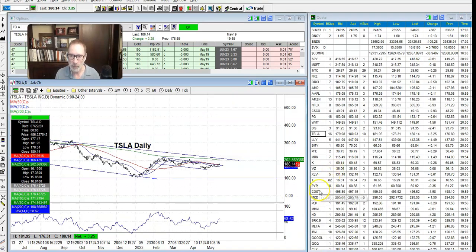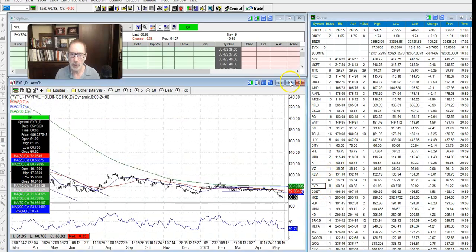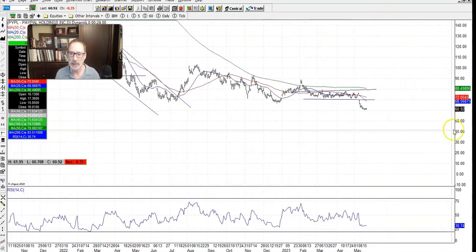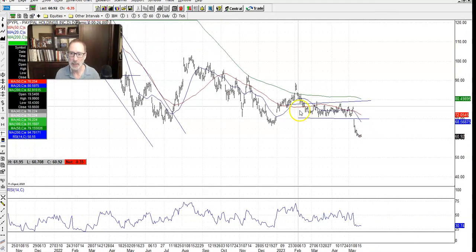What else we have? PayPal we talked about recently as well. PayPal finally got knocked out of the long sideways channel that it was in, falling down through, and once it falls through, it can typically keep going for a little bit until it finds some support.